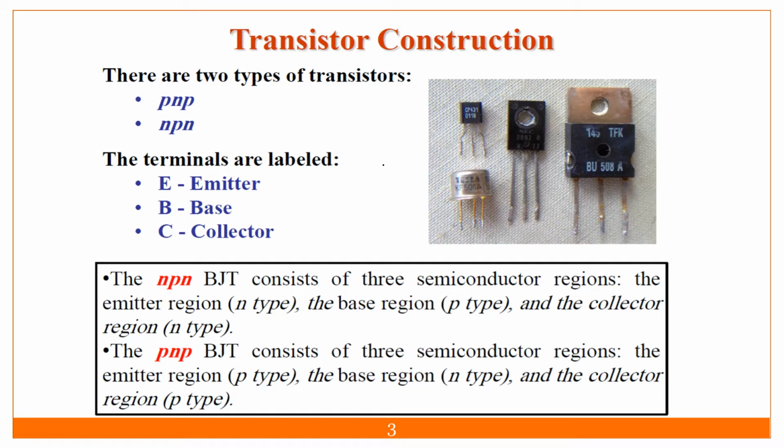So we have discussed this. There are two types of transistor, PNP and NPN. We have discussed emitter, base and collector. If this is the transistor, there are three terminals: one terminal is emitter, one terminal is base and one terminal is collector. What its use and significance is, we will see in the next slides.